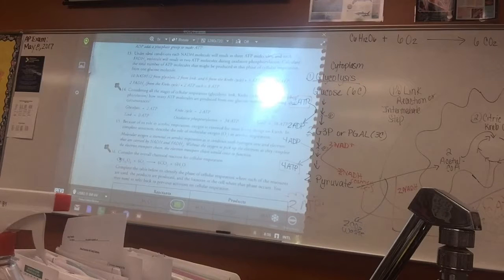The role of the oxygen is not to make water. Water is just a byproduct. The role of the oxygen is to draw those electrons through, okay, so that it would be the most electronegative molecule.